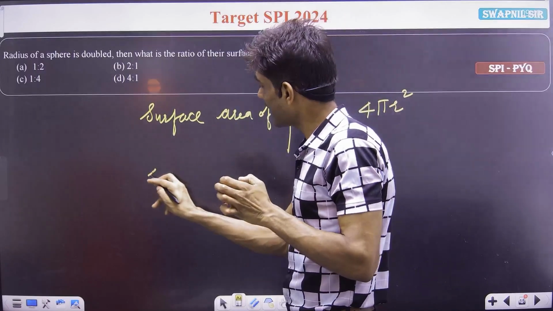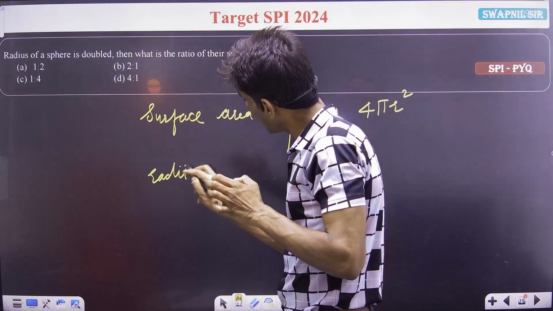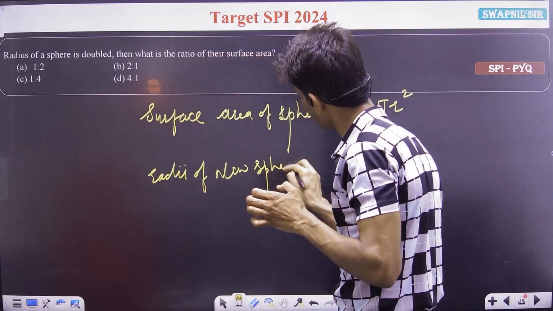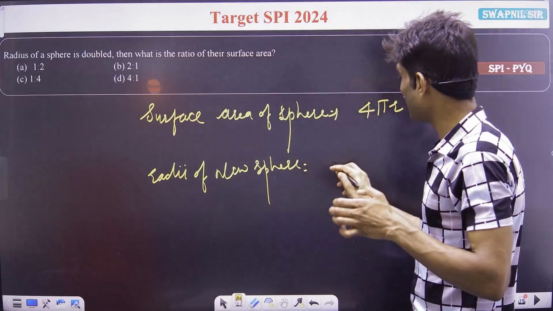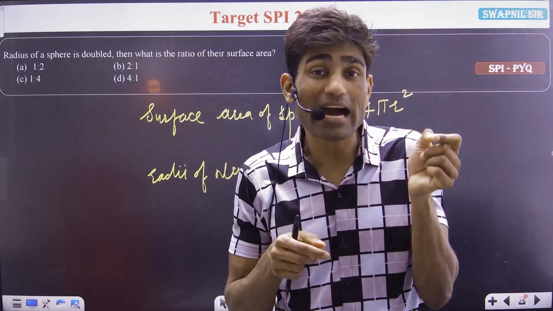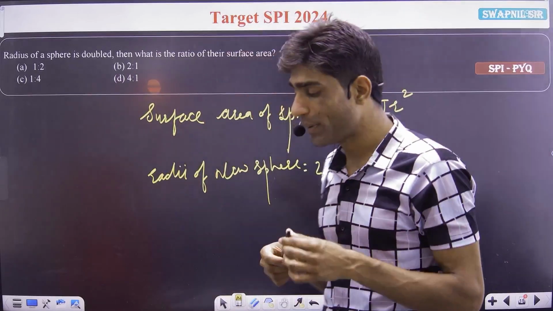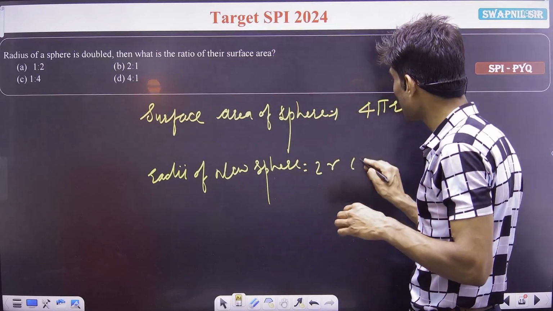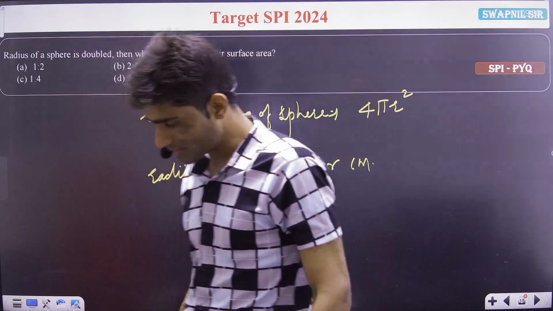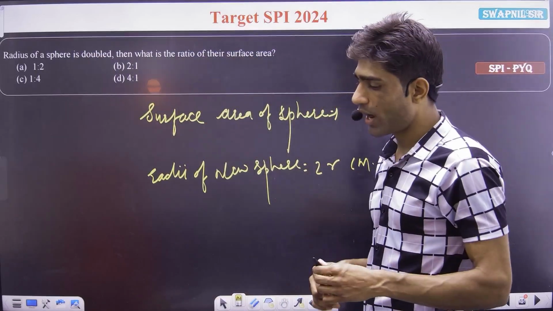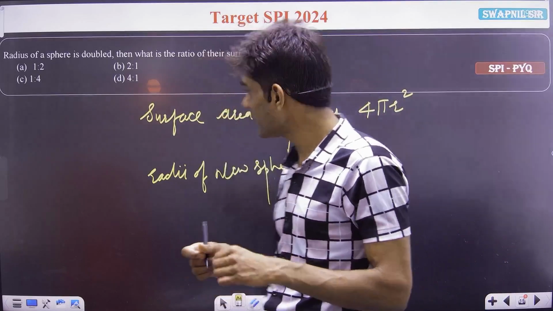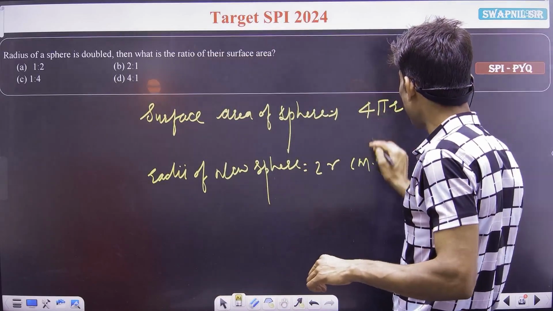So what is the radius of the new sphere? The radius of the new sphere we write as 2 times r. The radius of the old sphere is r centimeter, then the radius of the new sphere we write as 2 times r centimeter. So first of all, understand what we have been given. And then the area of the new sphere.